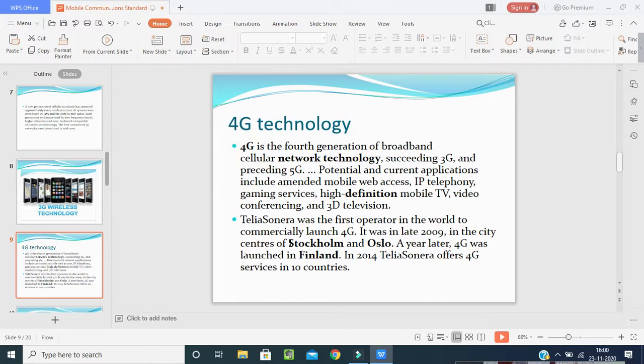TeliaSonera was the first operator in the world to commercially launch 4G. It was in late 2009 in the city centers of Stockholm and Oslo. A year later, 4G was launched in Finland. In 2014, TeliaSonera offered 4G services in 10 countries.